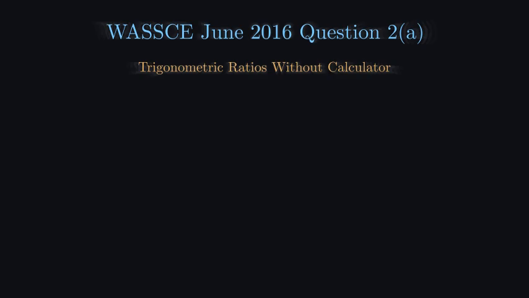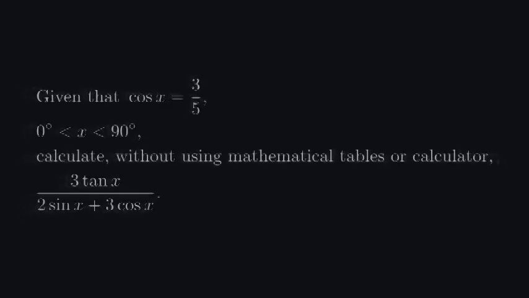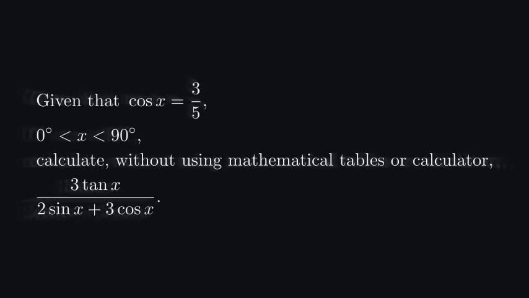Today, we are solving WASSCE June 2016 question 2a. We are given cos of x equals 3 over 5, and we must calculate a trigonometric expression without using mathematical tables or a calculator. The question says, given that cosine of x equals 3 over 5, where x is between 0 degrees and 90 degrees, calculate 3 tan of x over 2 sine of x plus 3 cosine of x without using mathematical tables or a calculator.